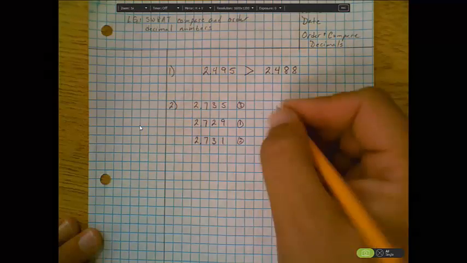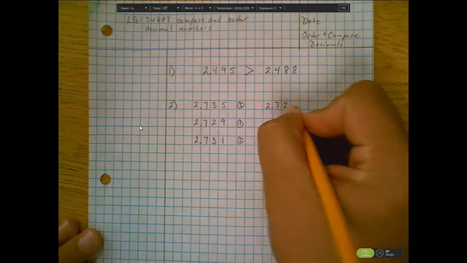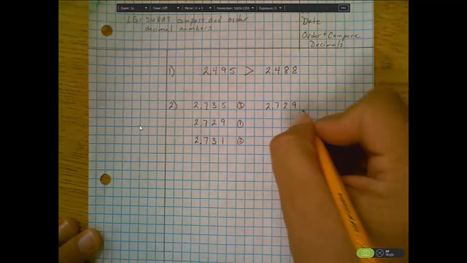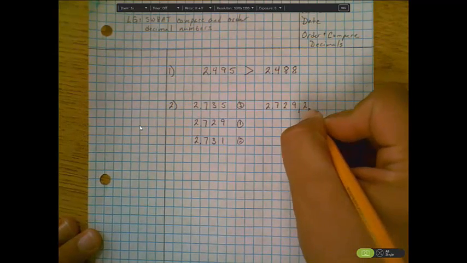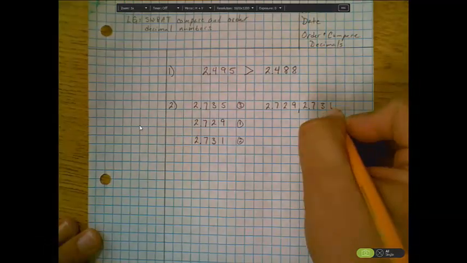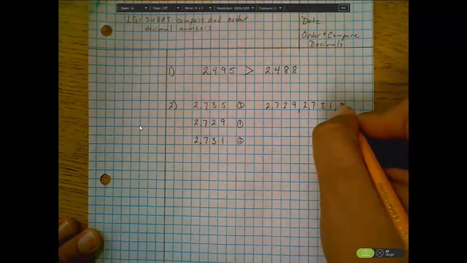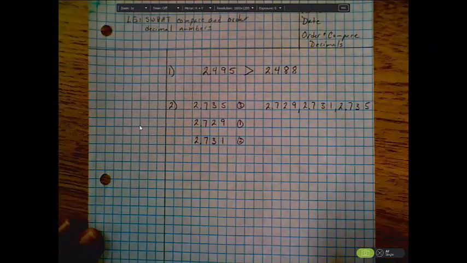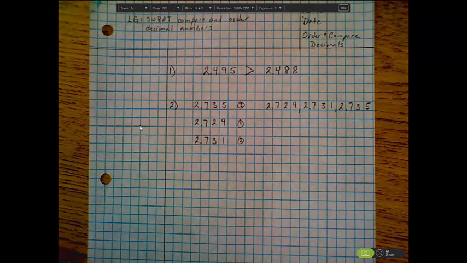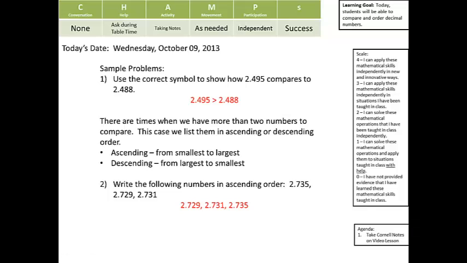And then in your answer, you're going to rewrite these in order. So it's going to be 2.729. And then you're going to have 2.731. And then you're going to have 2.735. And so these are the 3 numbers written in order. And so check your answer, make sure you wrote it down correctly.